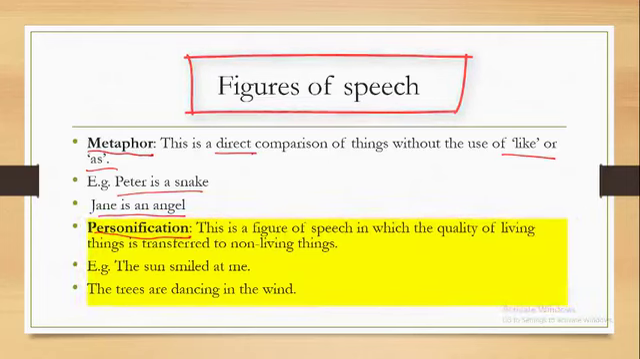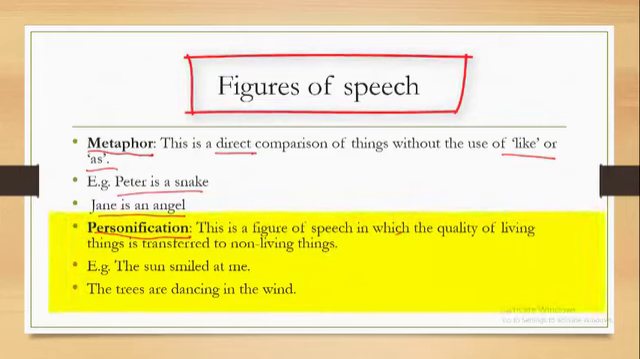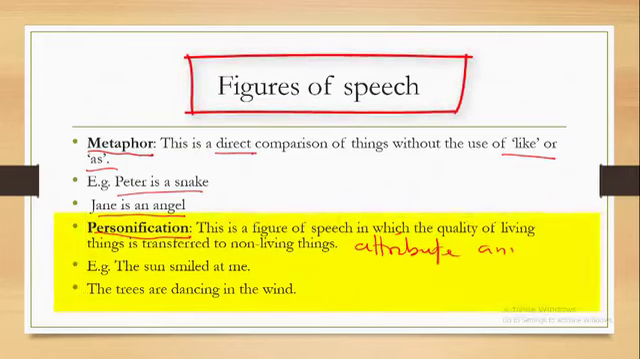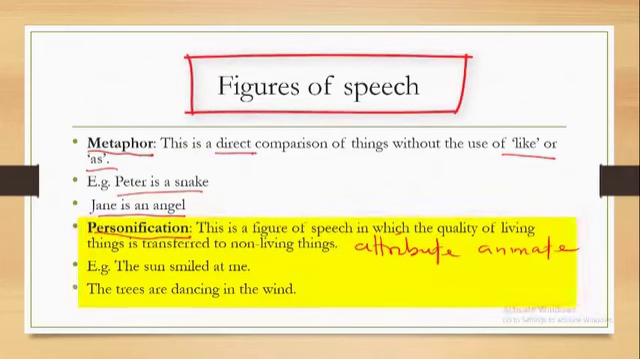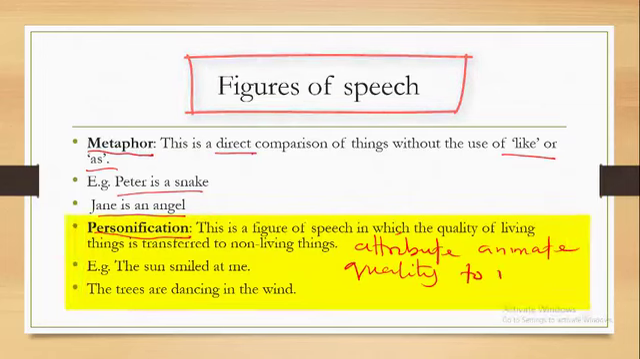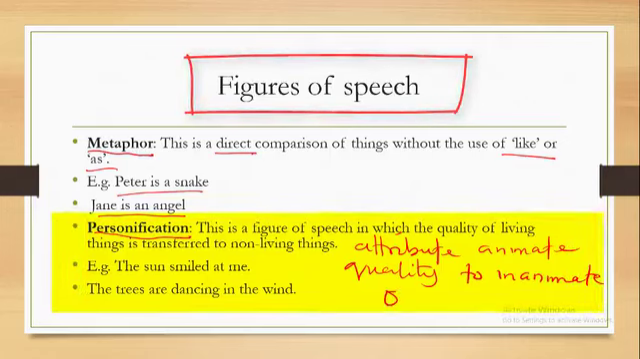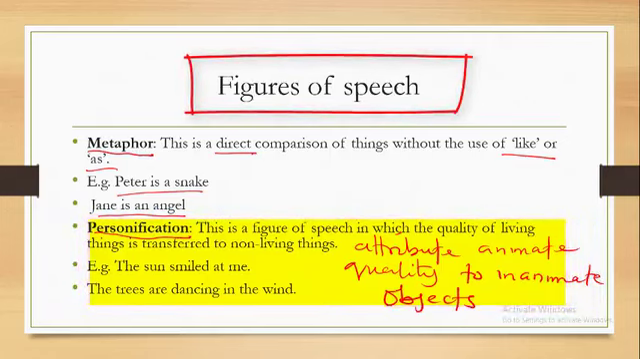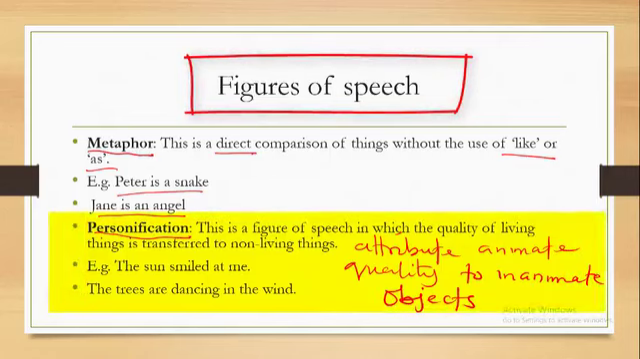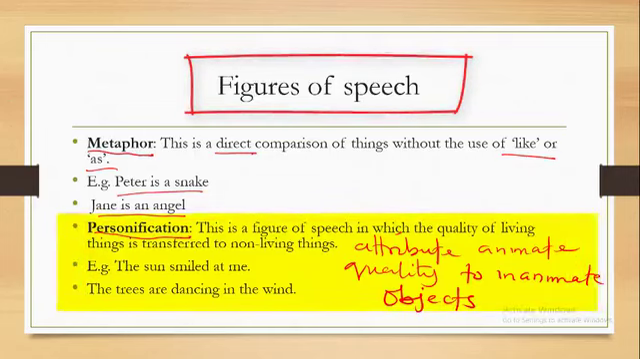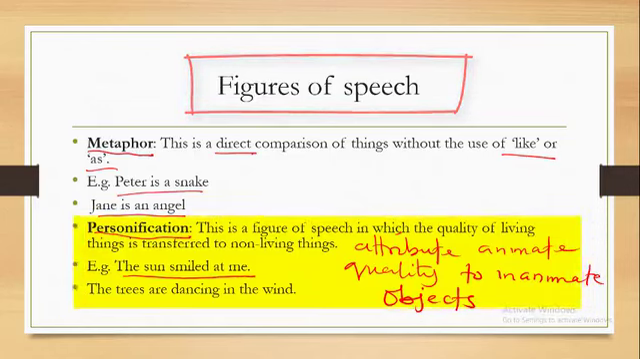Okay, it attributes animate quality to inanimate objects. And when we say the word animate, we mean things that have life. Okay, so we are attributing living qualities or characteristics to non-living things. For instance, look at the example used here. The sun smiled at me.